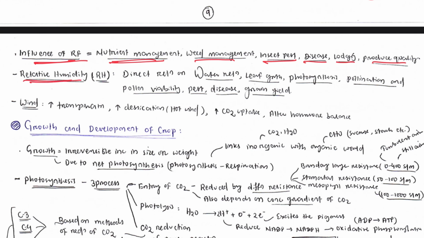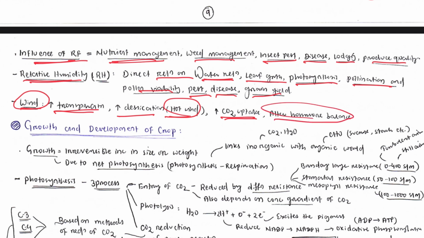Then relative humidity, that is the percentage of moisture in the atmosphere, basically in layman language, that is having direct relationship with water relation, leaf growth, photosynthesis, pollination and pollen viability, pest disease, and grain yield. Okay, what is the impact of wind then? More transpiration loss, more desiccation if the wind is hot, more carbon dioxide uptake, altered hormonal balance.